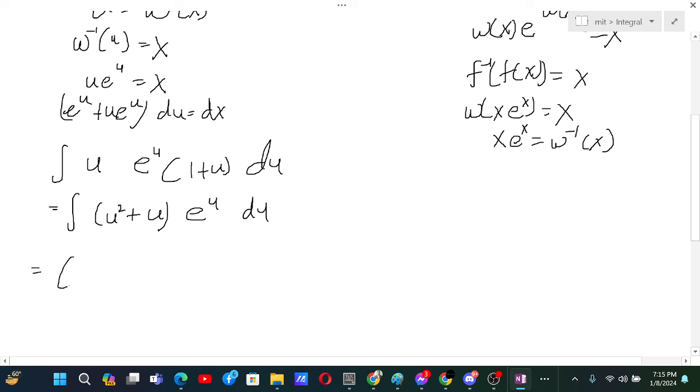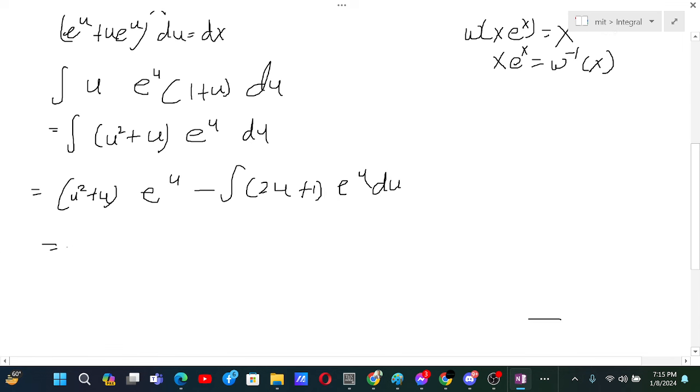So let's integrate it using integration by parts: u times the integral of v, minus the derivative of u times the integral of v. So this is (u squared plus u) e to the power u, minus, for the derivative, 1 times e to the power u, whose integral is just e to the power u, then minus 2 times the integral of u e to the power u du.